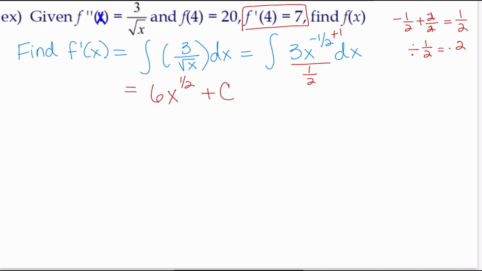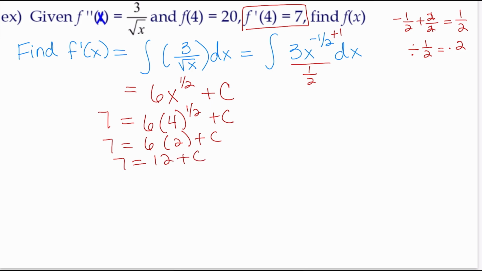I'm going to substitute. I'm going to write down 7 is equal to 6 times 4 to the 1/2 power plus c. The good thing is that 4 to the 1/2 power means the square root of 4, and the square root of 4 we all know is 2. So 6 times 2 plus c, I get 7 equals 12 plus c, and c is equal to -5, which is just a coincidence that in this problem and in the previous one that I showed you, c happens to be -5.